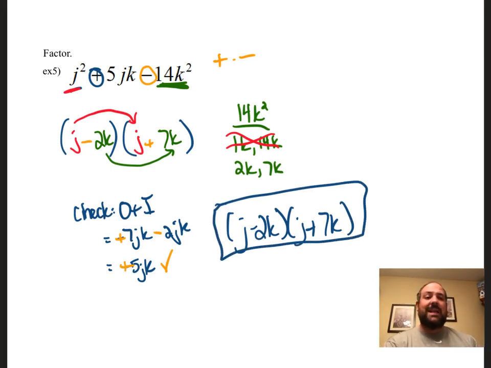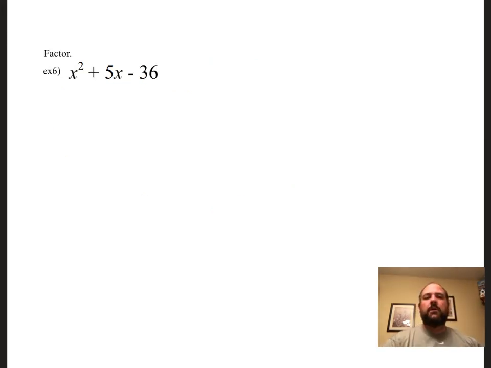All right, last two examples I want you guys to try on your own. I'll show you the examples. You can pause it and then try it and see how you do. All right, guys, example 6. We have x squared plus 5x minus 36. If you want to pause it and try the process on your own, go ahead. I'm going to walk through the example here in just a second.